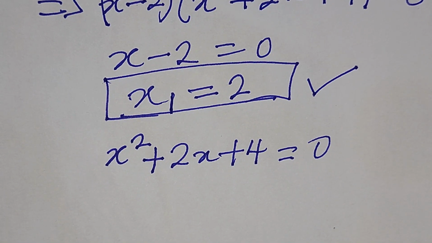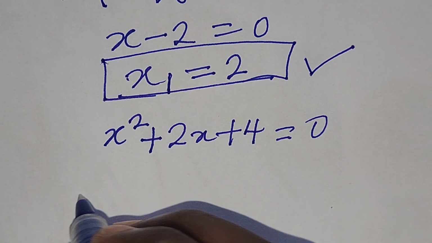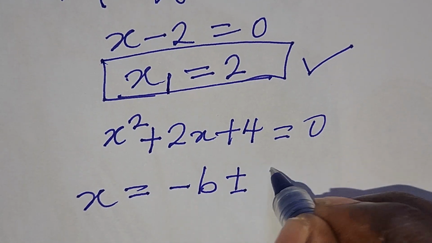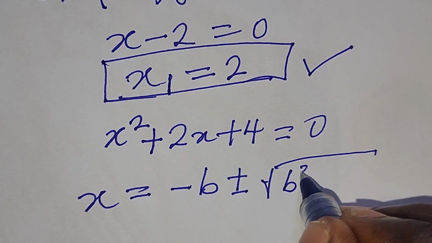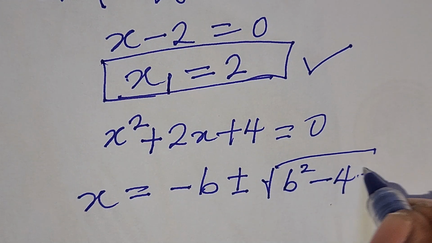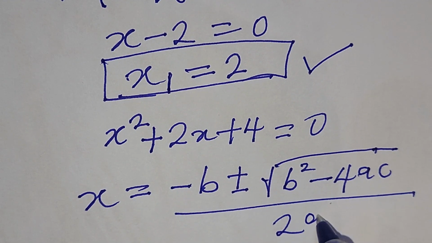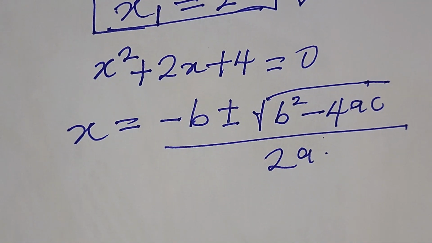So this is a quadratic equation whereby we're going to apply the quadratic formula. We're going to have our x equal to minus b plus or minus the square root of b squared minus 4ac, all over 2a. Look at it very well.